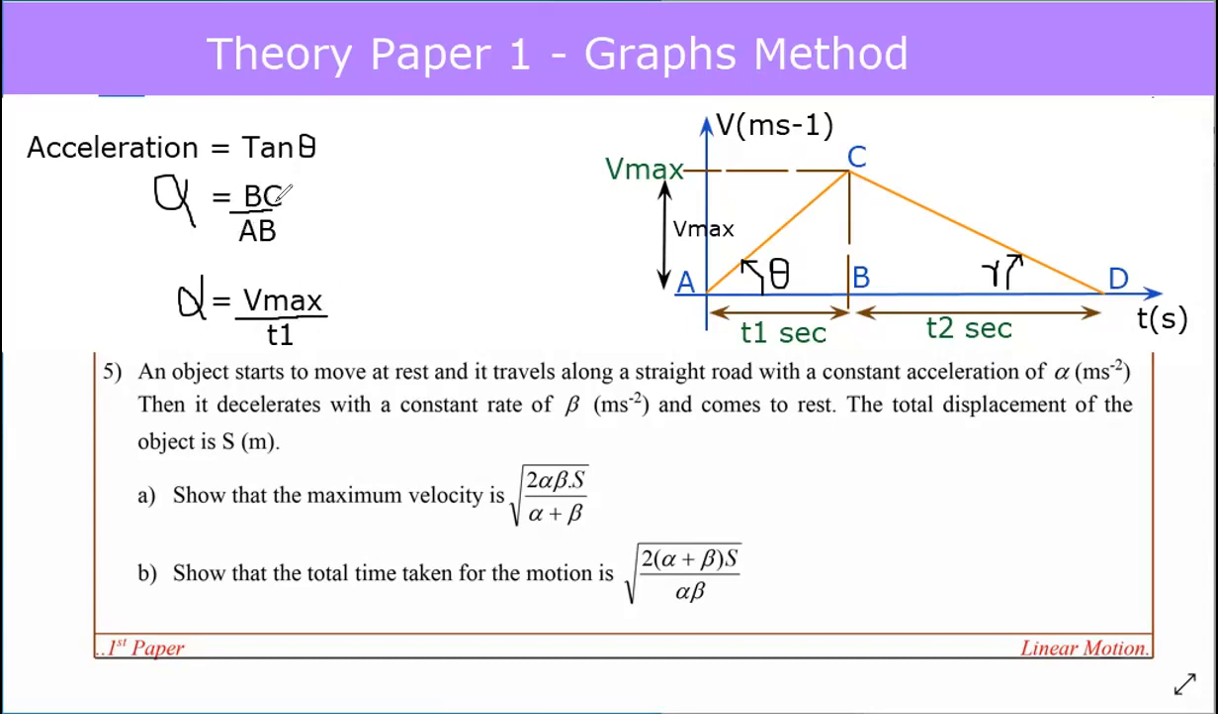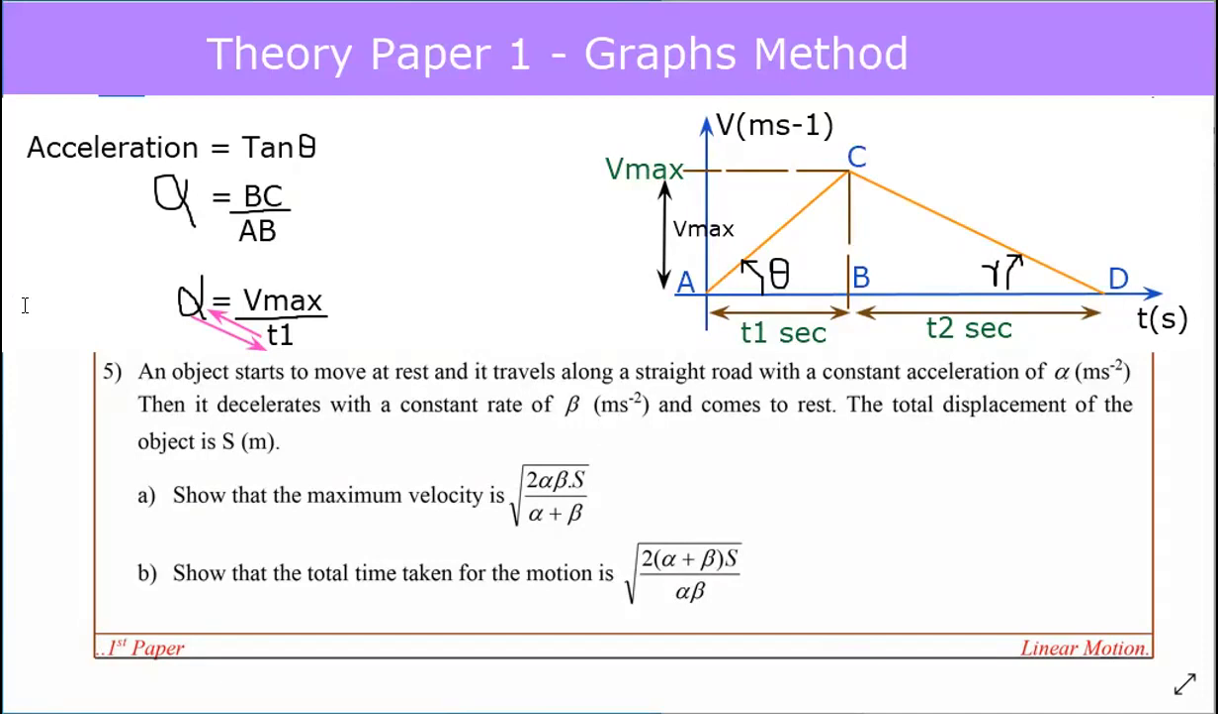Right. So what are the things that they have given? They have asked us to find the maximum velocity with alpha, beta, and S. What can we do here? They have given us the total displacement S. What can we do? T1 is a term not in our expression. So let me do something like this. Let me take T1 to this side and alpha to this side, so I can make T1 the subject.